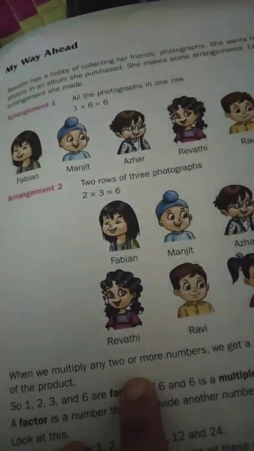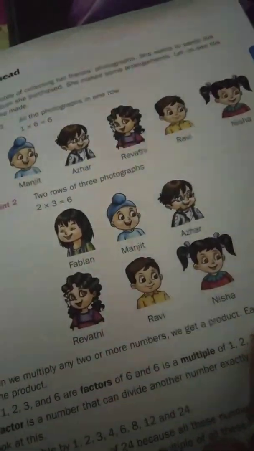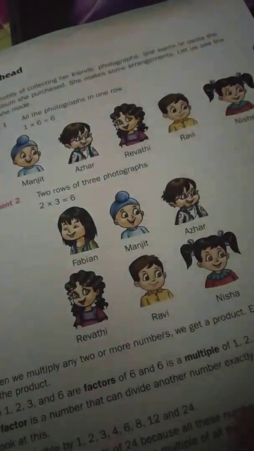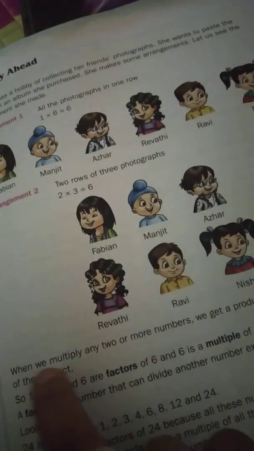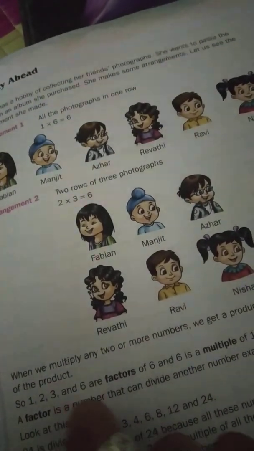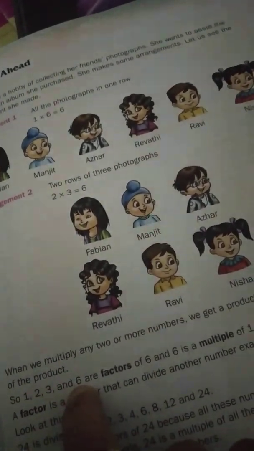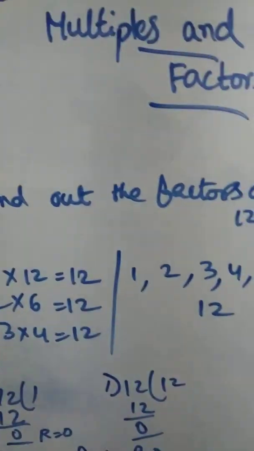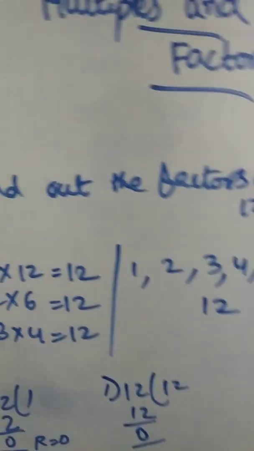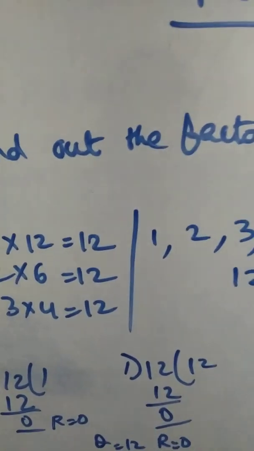So when we multiply any 2 or more numbers, we get a product. Each number is a factor of the product. Let us see an example, children. See the board. Find out the factors of 12. What are the factors of 12?